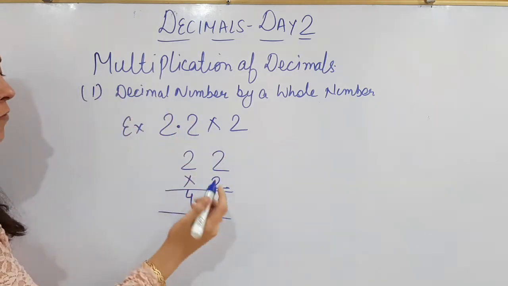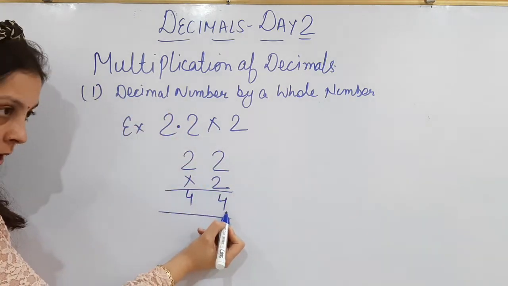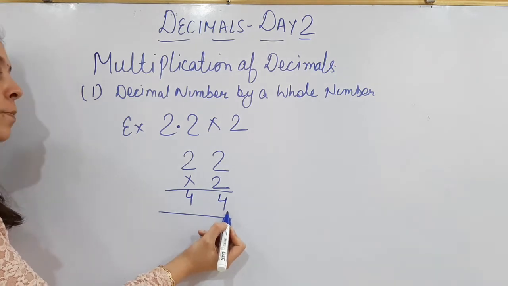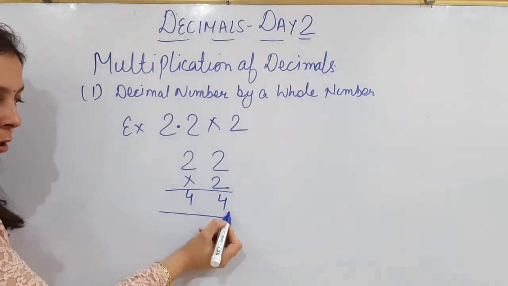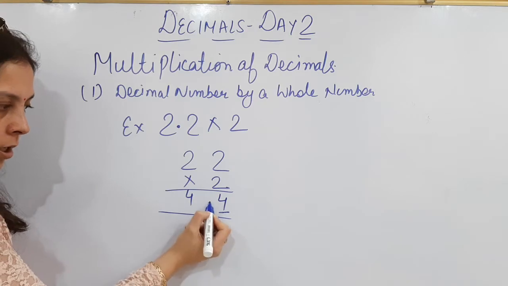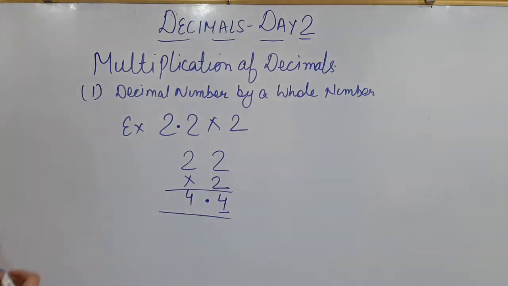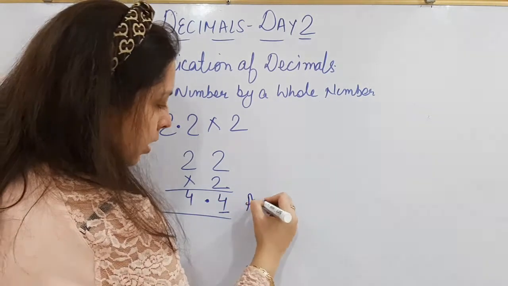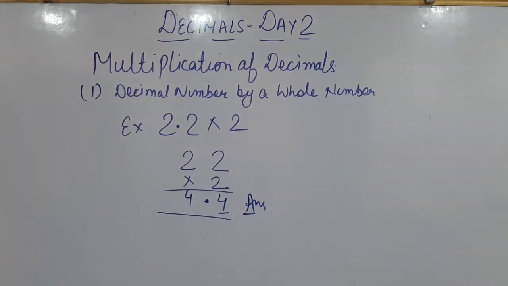So now what you have to do, starting from the last, you have to put a decimal point before one decimal place. So starting from the last one digit, put a decimal point here. Now 4.4 is the answer. This is the easiest way of doing decimals multiplication. Let's consider the next question.